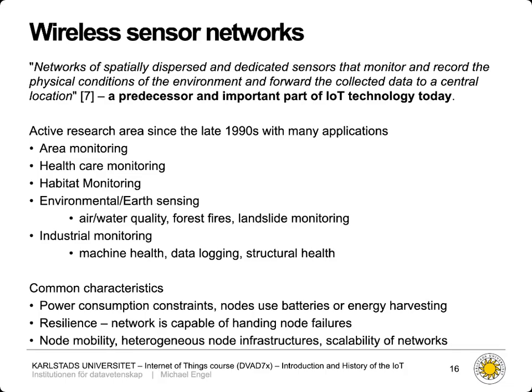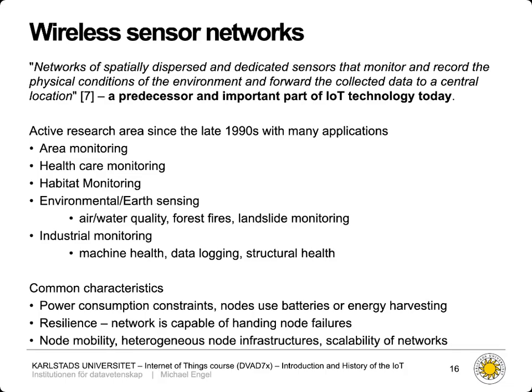So you have lots of sensors, for example, for environmental monitoring. So you want to monitor the levels of water in an area, and so you put out sensors every couple of meters that might be able to sense this and send that back, so you can watch scenarios like a flood coming in or something like that quickly. So this is an active research area since the late 1990s, and it has many applications.